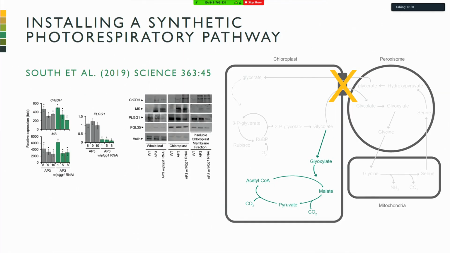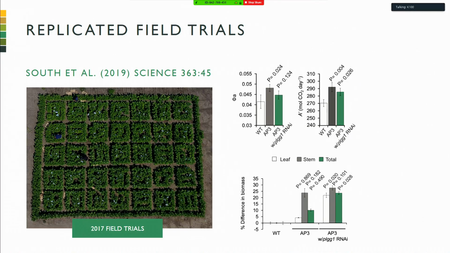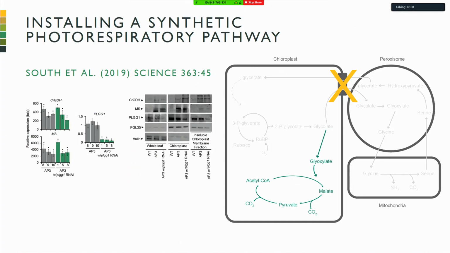And so what we decided to do was to introduce into the chloroplast a way to metabolize glycolate in a way that was energetically less expensive. And so we put in this synthetic pathway. We took glycolate dehydrogenase from Chlamydomonas. We put it in the chloroplast, and so that's going to convert glycolate into glyoxylate.